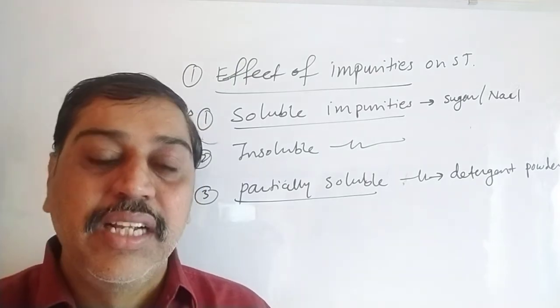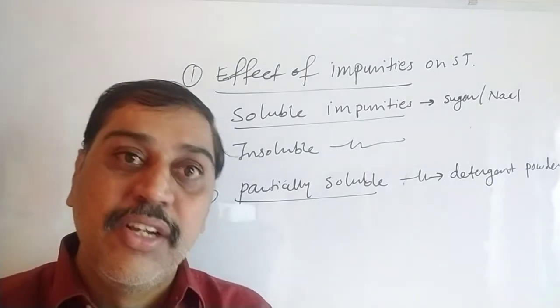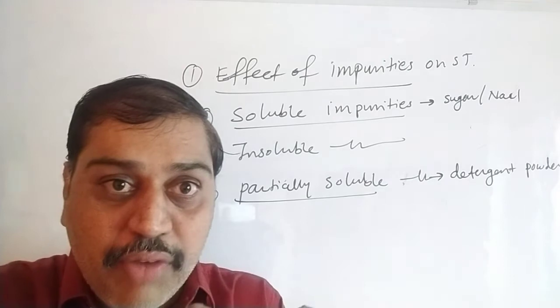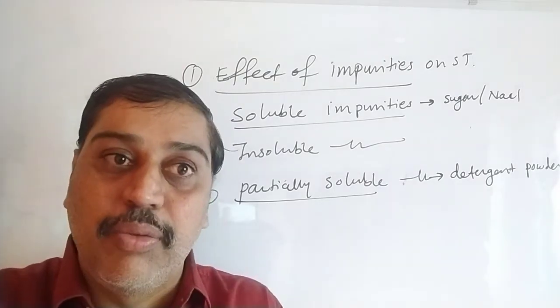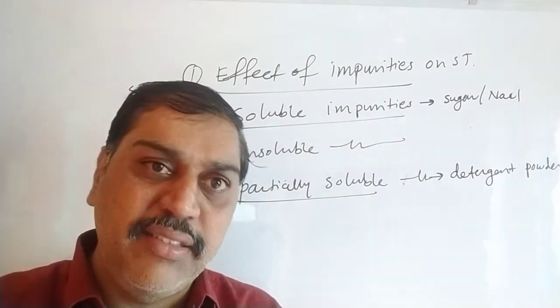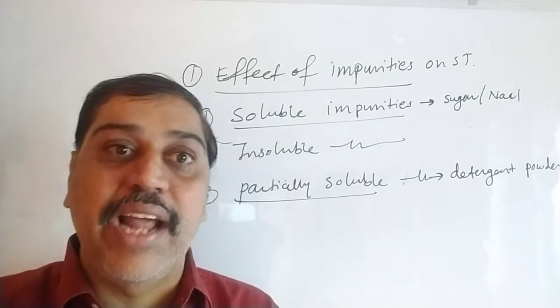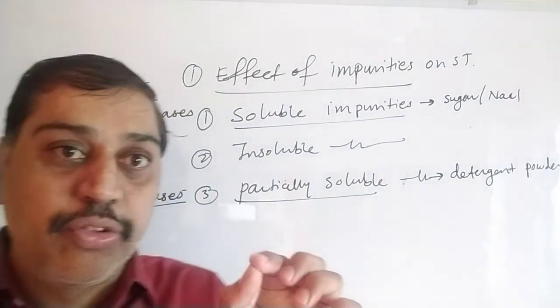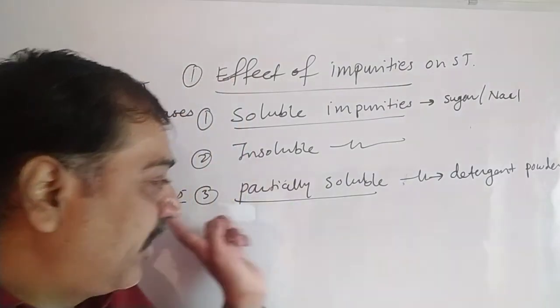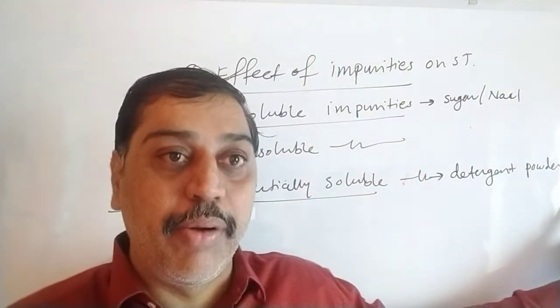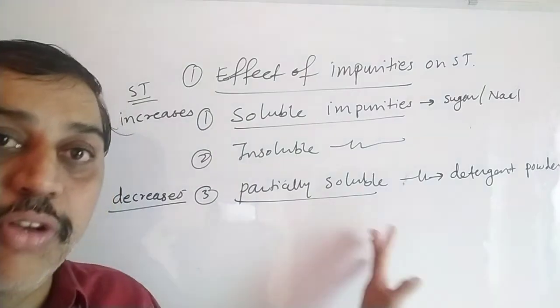And this is the reason why we add detergent powder or soap in water to clean our clothes. When we add this, surface tension decreases, so the water can reach the small fibers of the cloth, and those small fibers can be cleaned and the stain can be removed, because surface tension decreases by addition of detergent powder, and that is nothing but a partially soluble impurity.